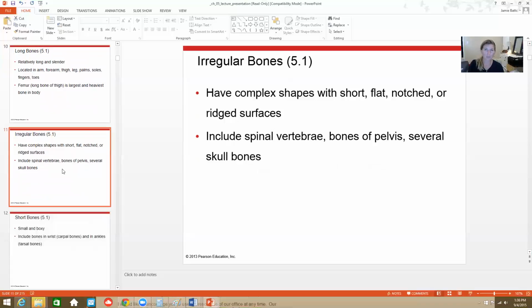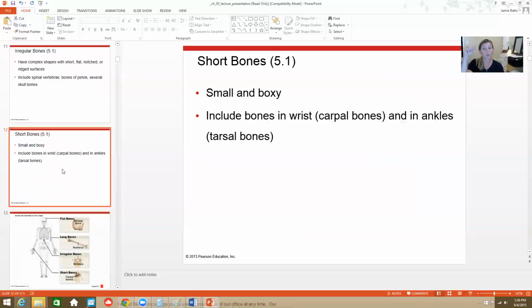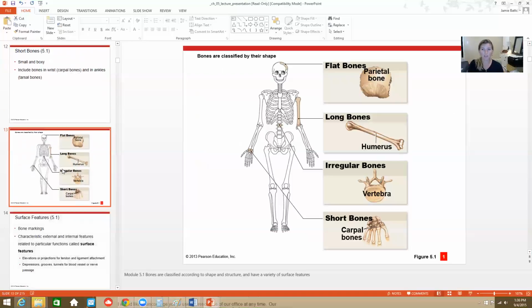Irregular bones have complex shapes. These are like our spinal vertebrae, the bones of our pelvis. Some of our skull bones are included in that as well. Short bones are like the bones of our wrist and the bones of our ankles. They're a little boxy shaped. And here you can see the general shape of some of these bones. Flat bones, long bones, irregular, and short.